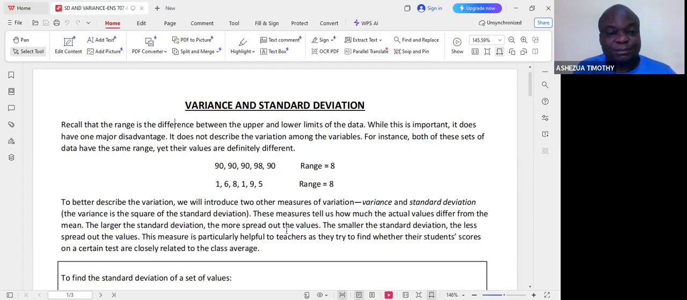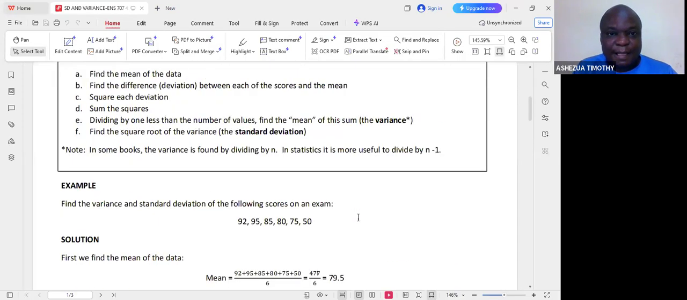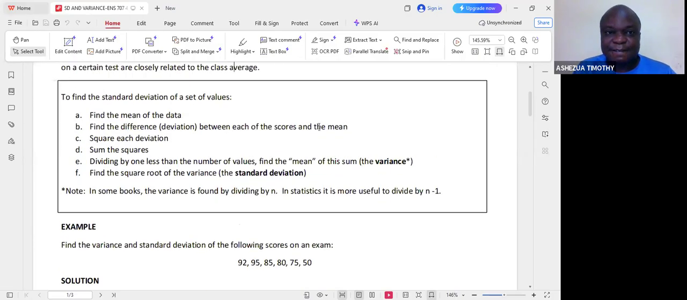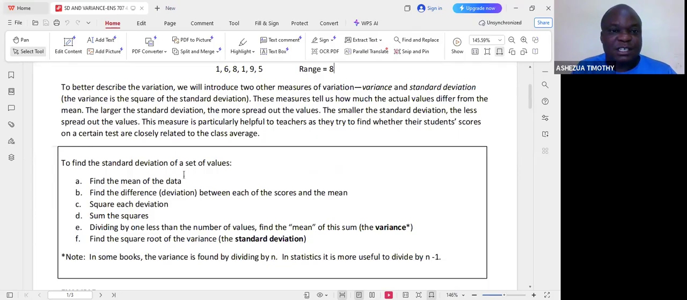So that's that about standard deviation. And how do you find it? To find the standard deviation of a set of values, first you find the mean of the data. You know how to find the mean now. You add all the values in that distribution and you divide by the number of values in that distribution.